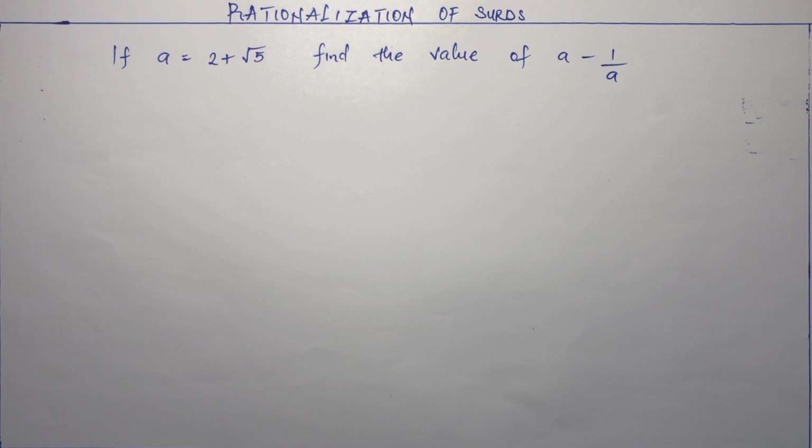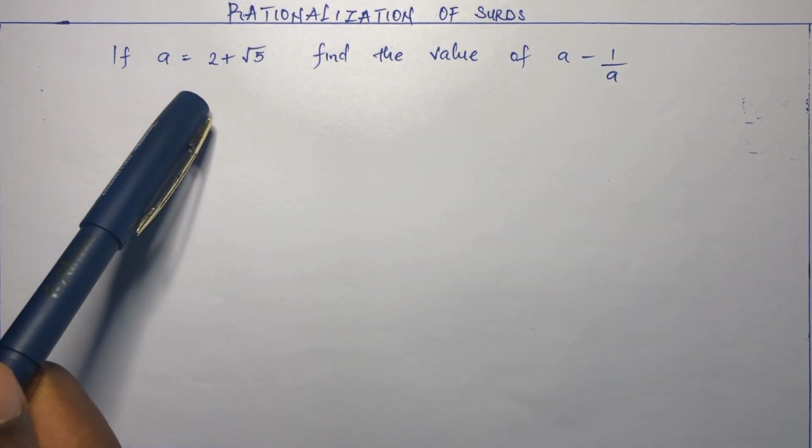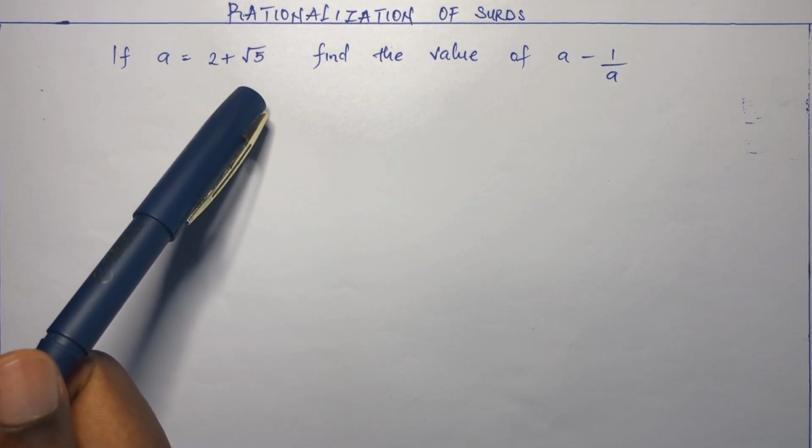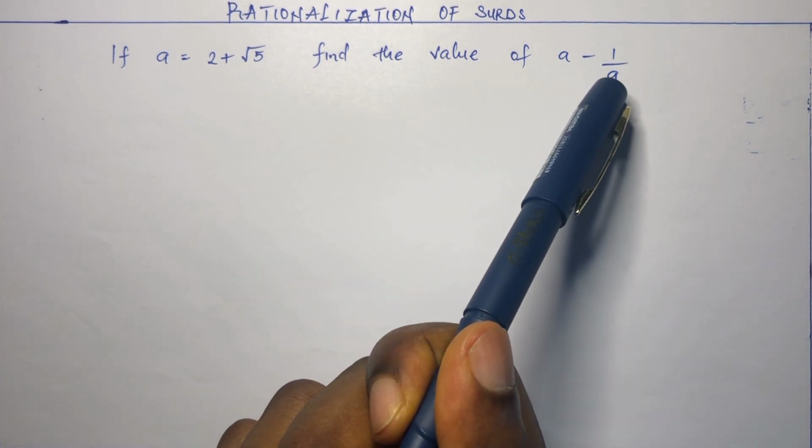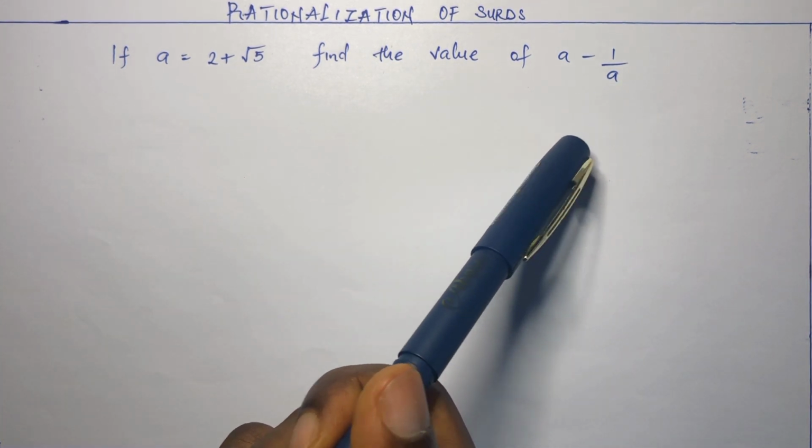In this tutorial, we are going to talk about rationalization of surds. We are going to see how we can rationalize surdic expressions. We have this problem on surds: if a is equal to 2 plus root 5, find the value of a minus 1 over a.